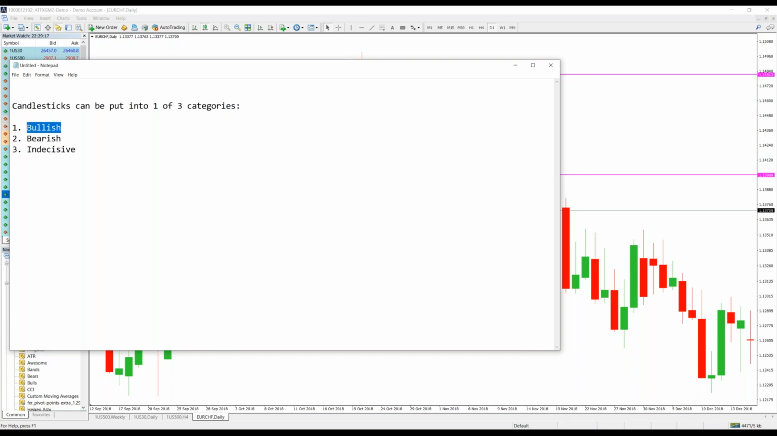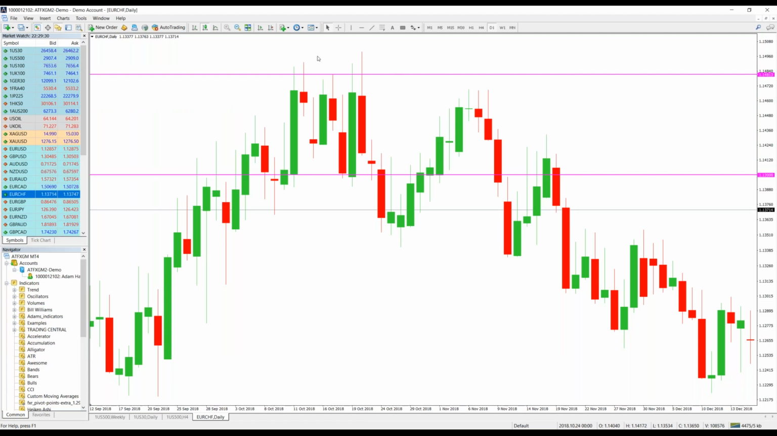Bullish means they want to go up, or they're strong. Bearish would mean they're weak. Usually bullish means they're green, and bearish means they're red. Indecisive would mean that they're not sure where they want to go. If we talk a little bit about bullish, this would be a very nice bullish candle. This is also a bullish candle. This is also a bullish candle. These are all bullish candles.